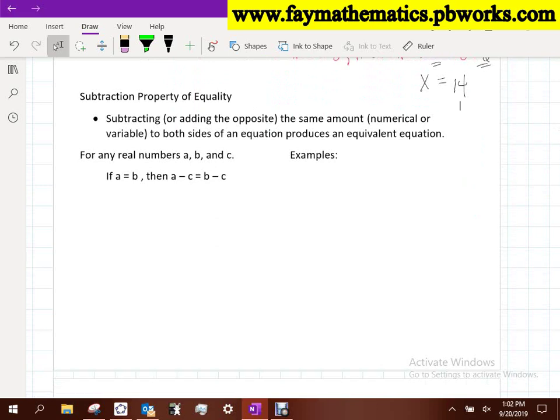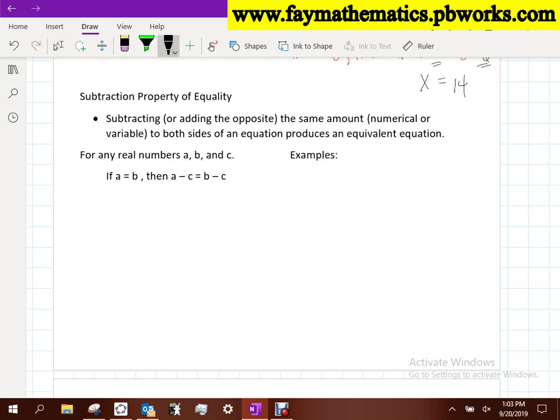Okay? The next property is the subtraction property of equality, which is really the same thing as the addition property of equality, because subtraction is adding the opposite, is it not? So anytime that we have an addition property, we're going to have a subtraction property, because addition and subtraction are the same thing. Okay, so subtracting or adding the opposite. Subtracting the same amount, whether it's numerical or variable again, from both sides of an equation produces an equivalent equation. So there's the same structure.